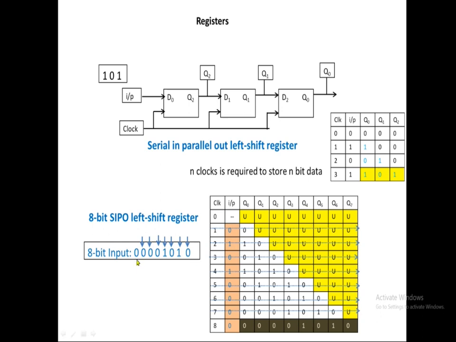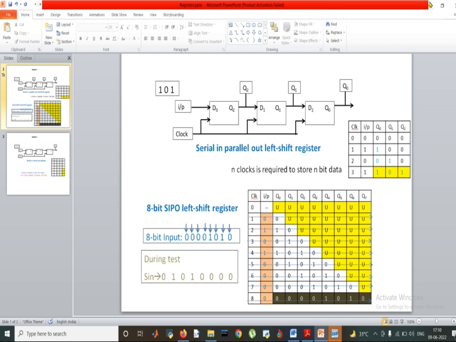And finally in the 8th clock cycle, the last input which is 0 will be fed into the D0 flip-flop, and Q1, Q2, Q3, Q4, Q5, Q6 and Q7 are going to receive the previous values of those flip-flops. Finally after the 8 clock pulses, we will have the input stored in our register, which is 00, 00, 10, 10. Now let us try to implement that in Xilinx software.